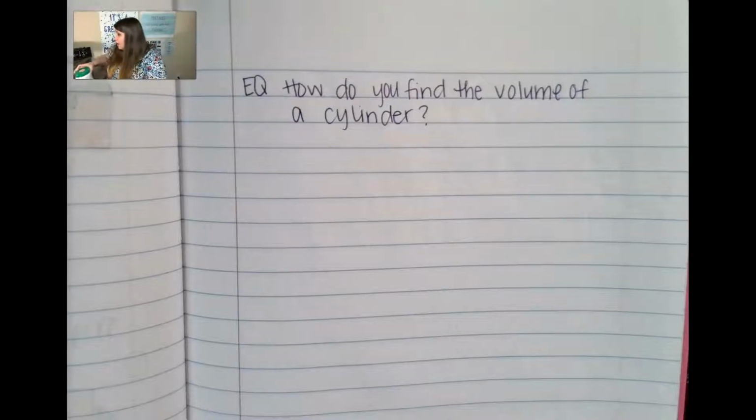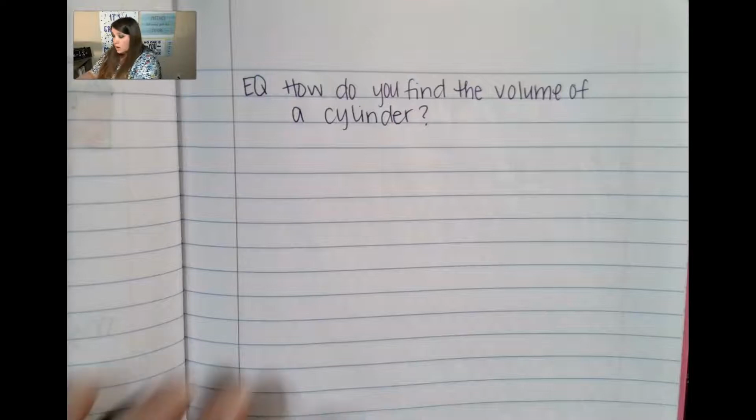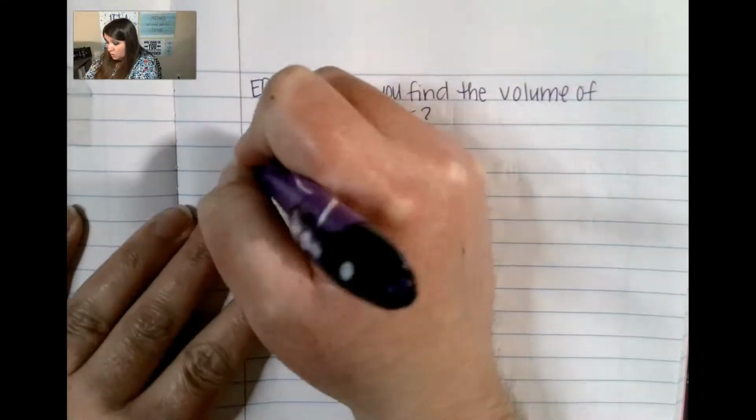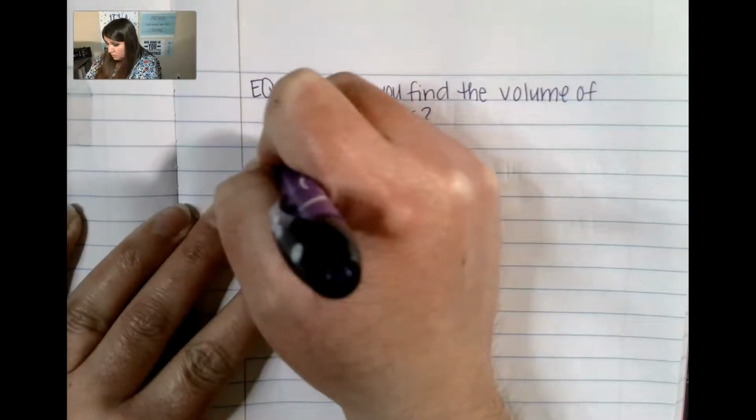So we're going to be talking about base again today and looking at the base of the object, and then we're also going to be looking at the height. So the formula that we are looking for today is going to be V equals base times height. So first let's talk about the formula.